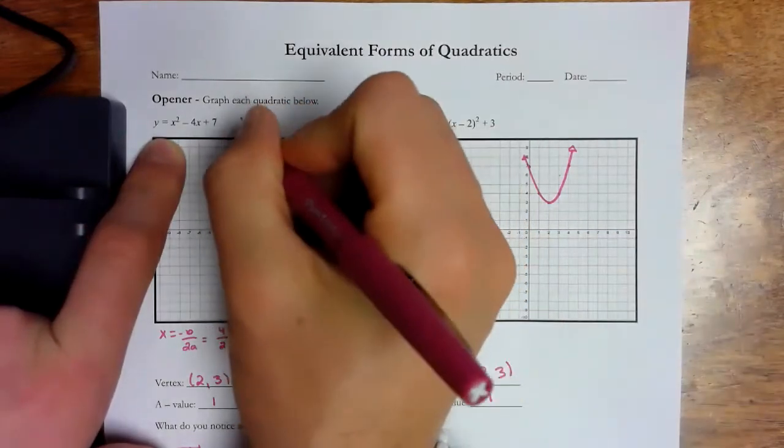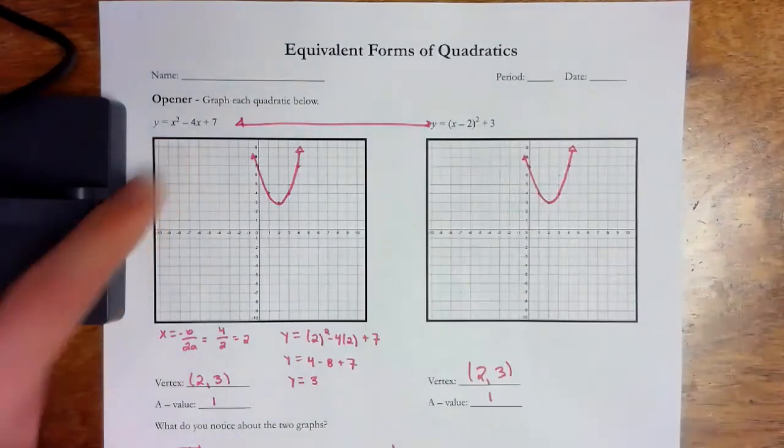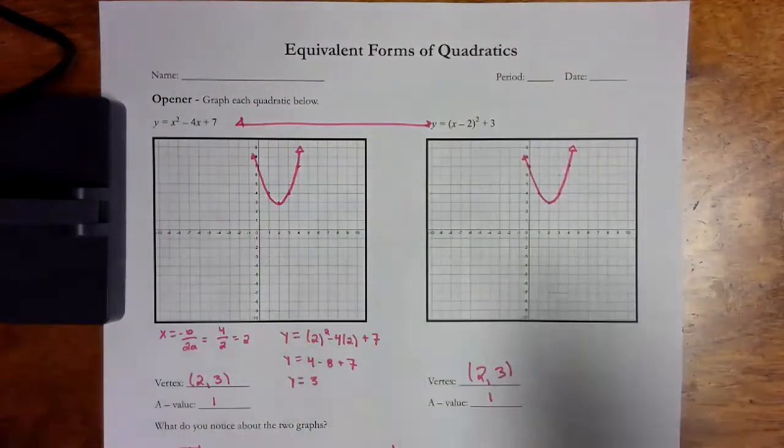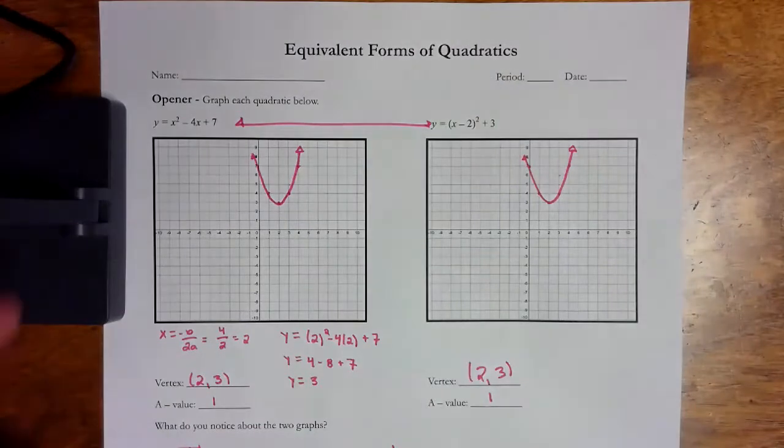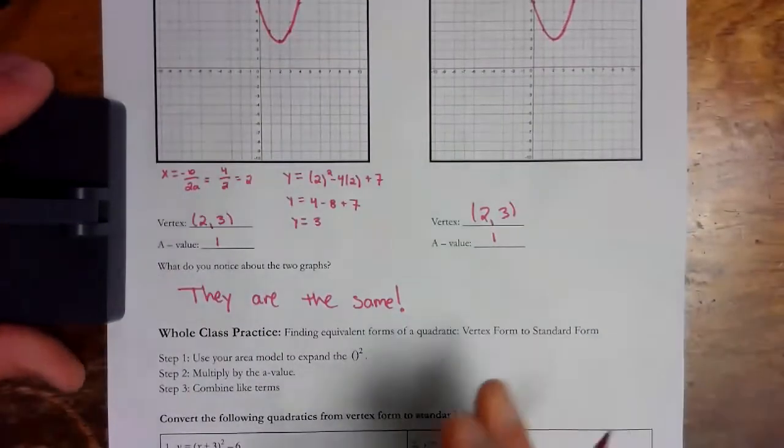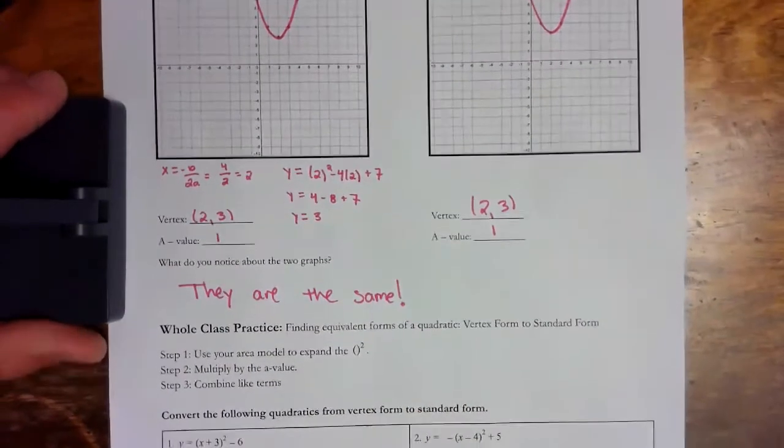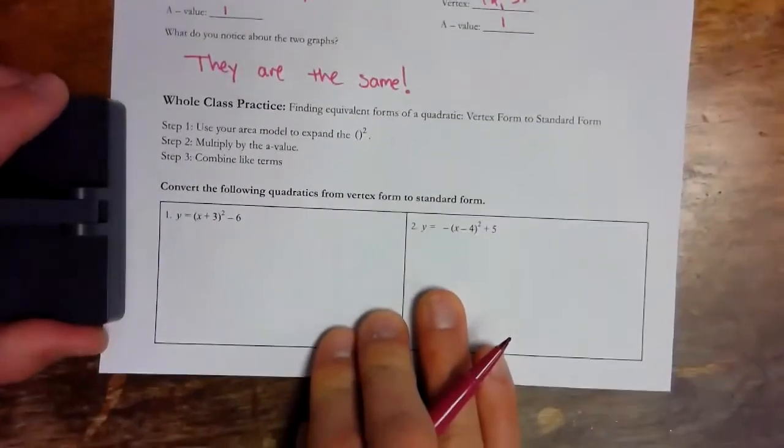And so that's, like I said before you worked on this opening problem, what we're working on today. So how can we go from this form to that form without having to use graphs? Can we do that algebraically? And also vice versa. So what do you notice about the two graphs? They are the exact same. We can write the same quadratic graph in multiple ways.